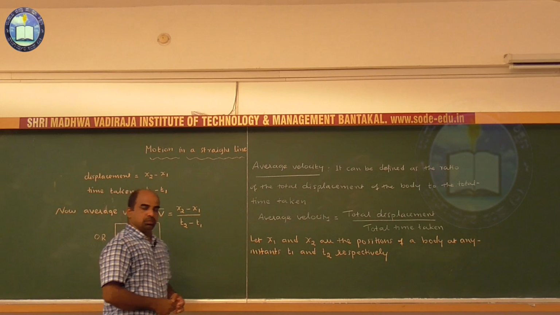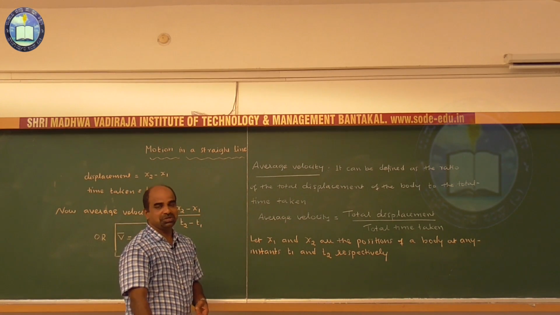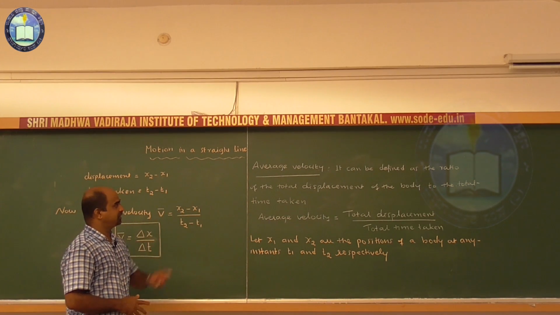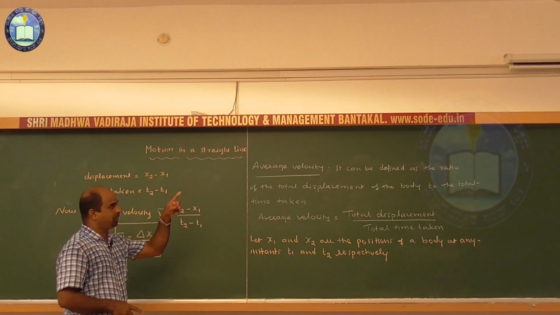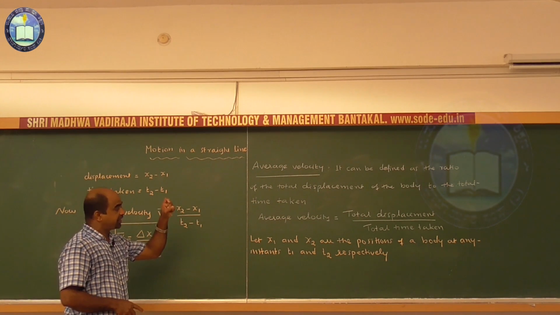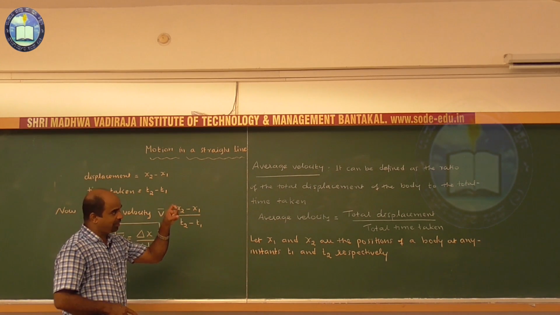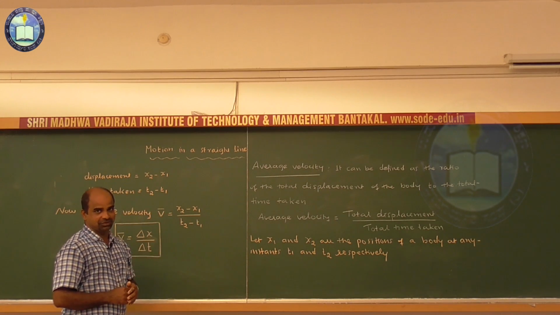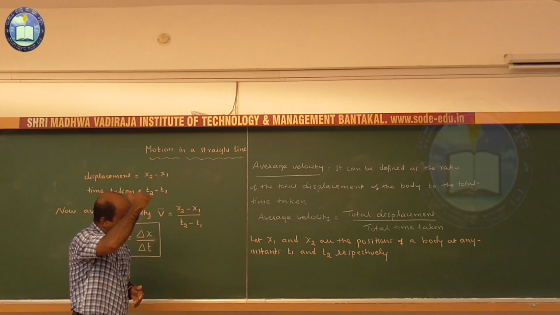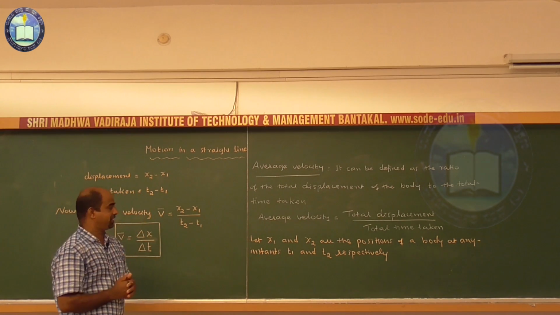Moving body. I hope that all of you understood the studies. Any doubt? So what is average velocity? Average velocity of a moving body can be defined as the ratio of the total displacement of the body to the total time taken, or displacement of the body divided by total time taken.